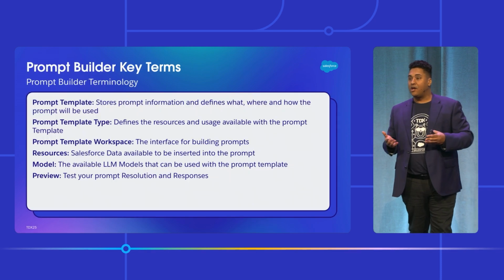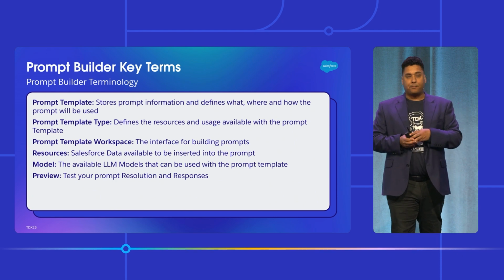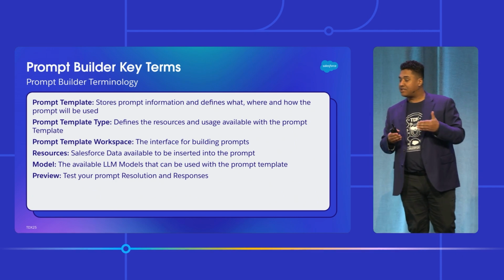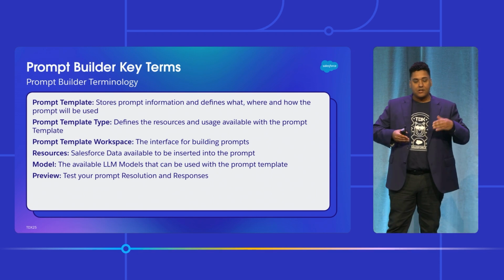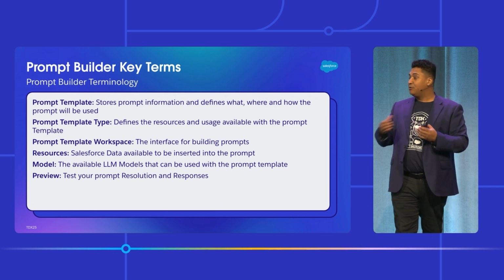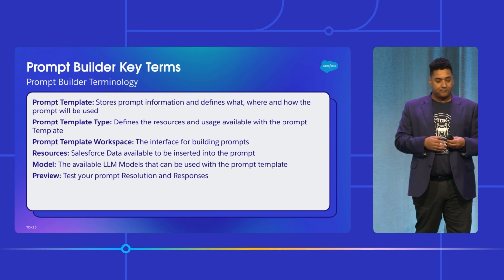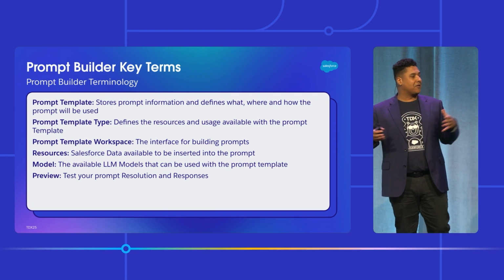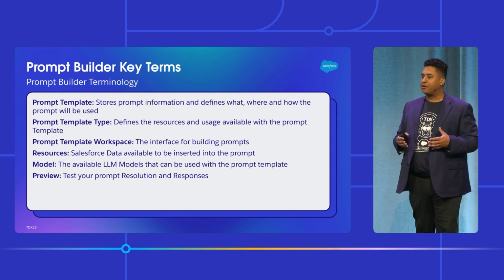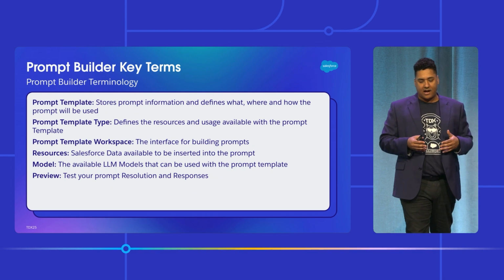Some key terms that you want to become familiar with is a prompt template. This is going to store information about what we're going to allow the specific prompt to do. The prompt template type is going to define what kind of resources and usage we'll be able to do with the prompts. The workspace, that's where all the magic happens. That's where we're going to build our prompts, define what the prompts are going to do, and actually do some instruction to our AI.